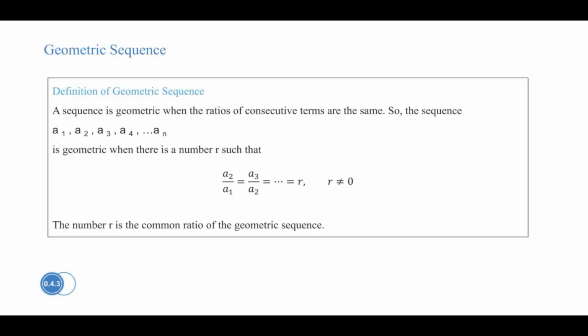Now we're looking at geometric sequences. A geometric sequence is a sequence where the ratio between consecutive terms is always the same. That repeated ratio is called the common ratio, and we write it as r. For example, if each term is multiplied by 2 to get the next term, then the common ratio is 2. So arithmetic sequences add the same number each time, but geometric sequences multiply by the same number each time.